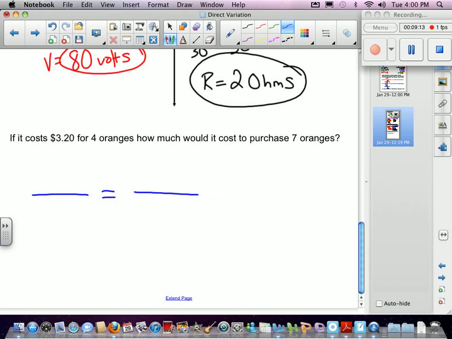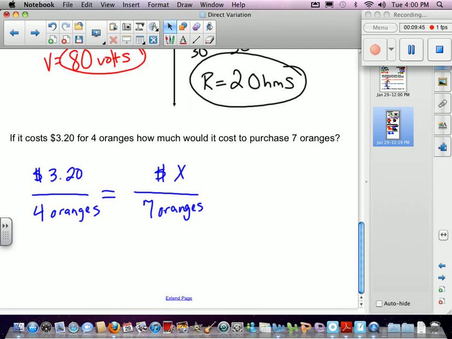So I'm going to put the money amount on top, and I'm going to put the number of oranges on the bottom. So I'm buying $3.20, and I get 4 oranges. So over here, I'm going to put money on top. This is our dollar amount, and we don't know it, so I'm going to let that be x. And we want to purchase 7 oranges. In order to solve this equation, all I'm going to do is cross multiply. So I multiply that way and that way.